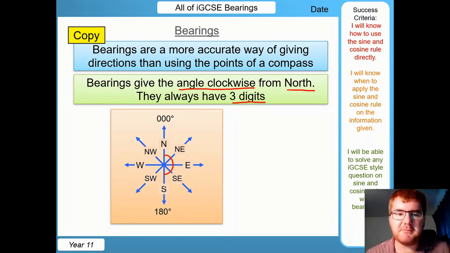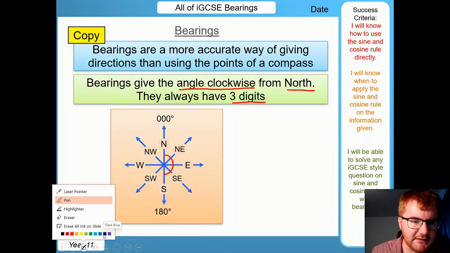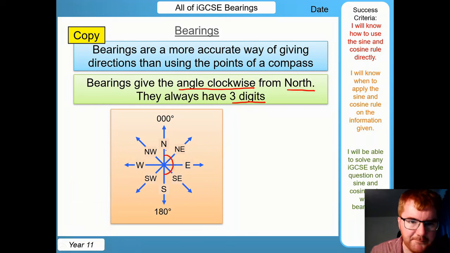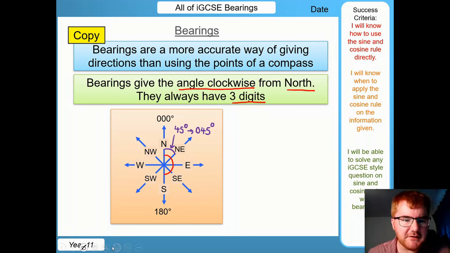Actually, the compass, we can represent other angles. So if we go from north to northeast, let's use a different color. Say I use the purple here. We start at the north line, we go clockwise until we hit, in this case, northeast. And you can see that this angle here is 45 degrees, half a right angle, but that's not a bearing. Remember, a bearing has to be written as 045 degrees.